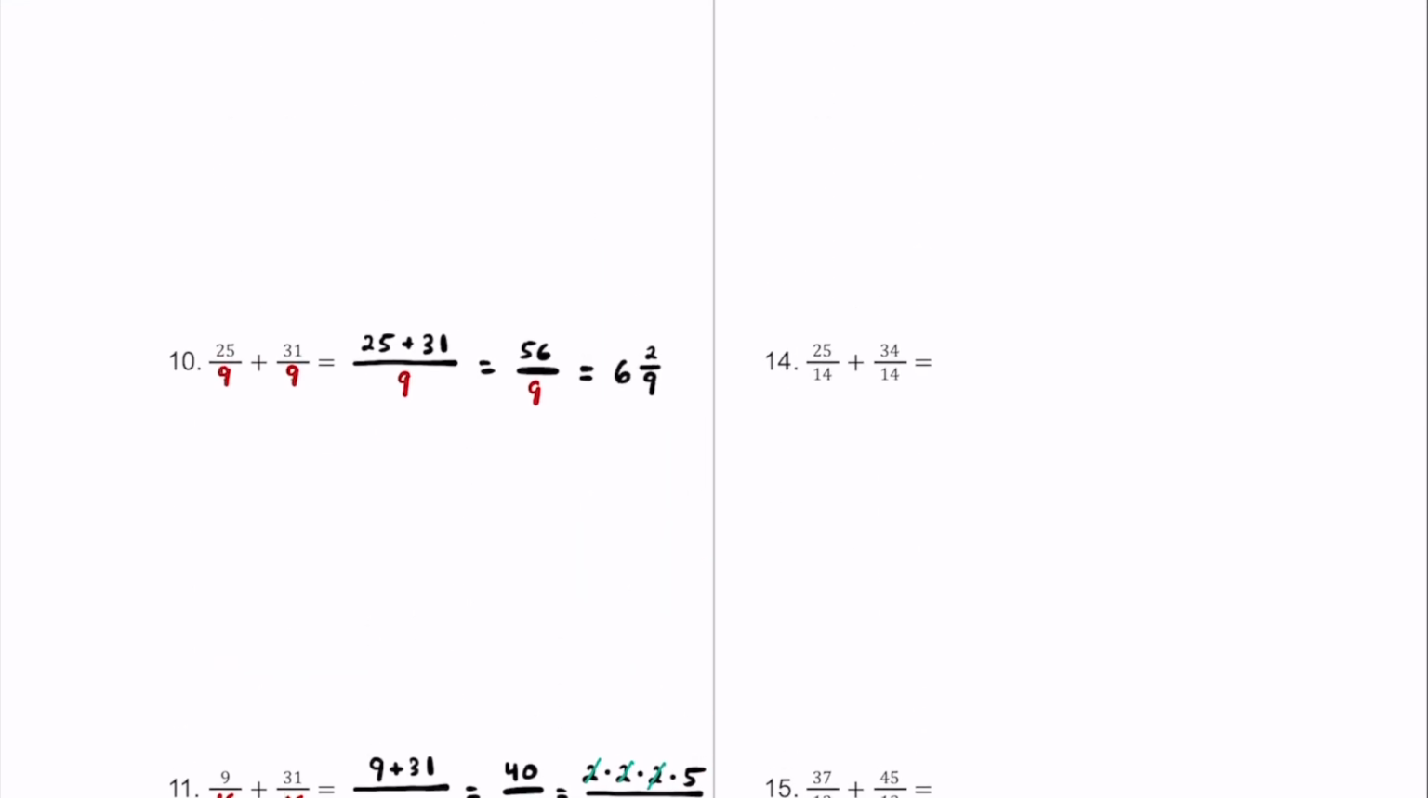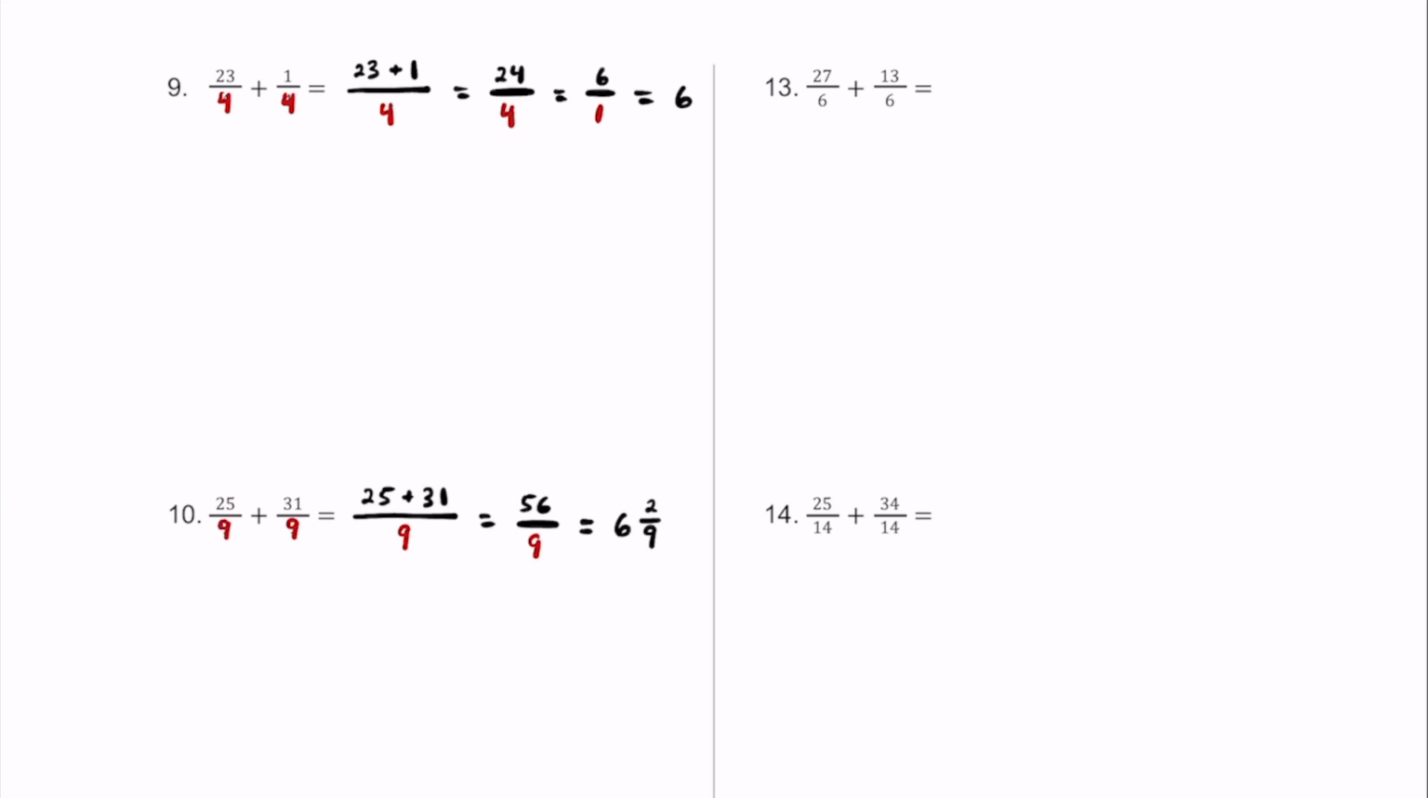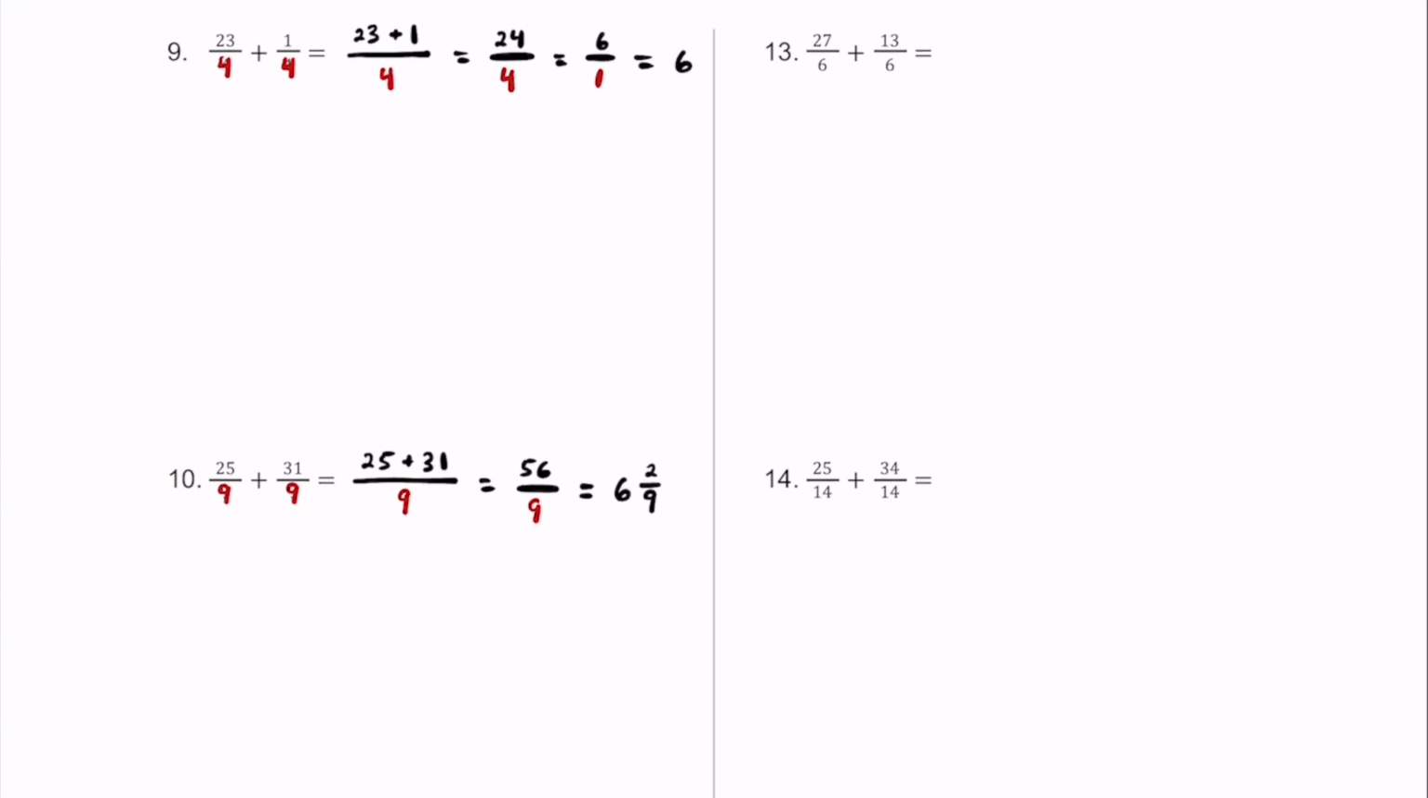All right, here is number 13. For 13, we have this 27/6, and we're going to be adding 13/6. So we have 6 as our common denominator. And so let's go ahead and draw our fraction bar and keep our denominator of 6 here. We're going to add those numerators. So we have 27 plus this 13. Now, what is 27 plus 13? I believe that's going to be 40. Let's go ahead and put 40 over 6.